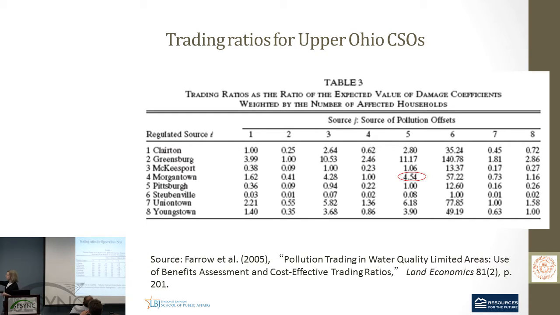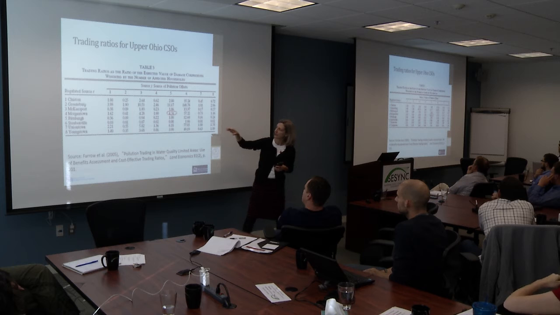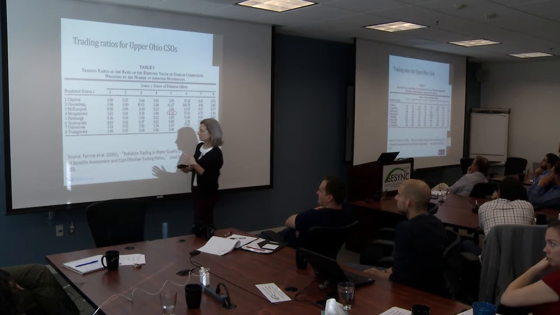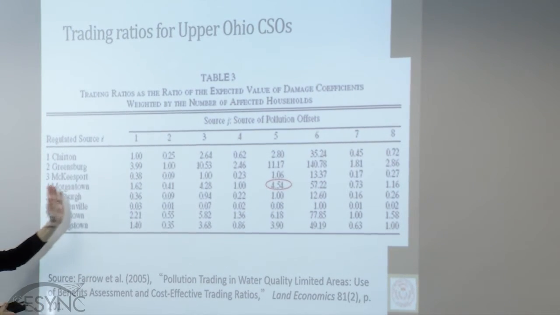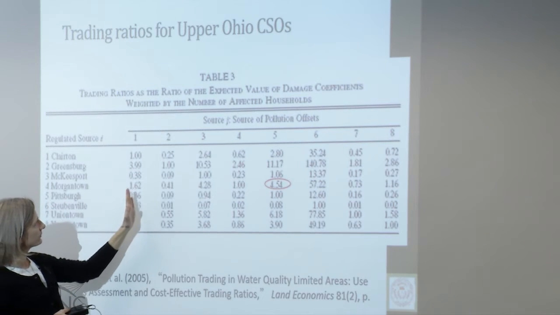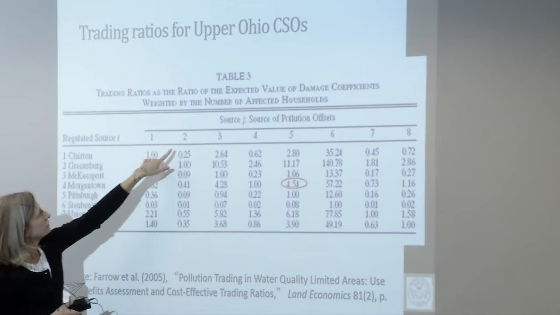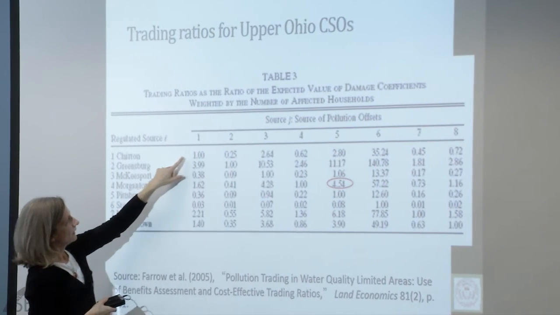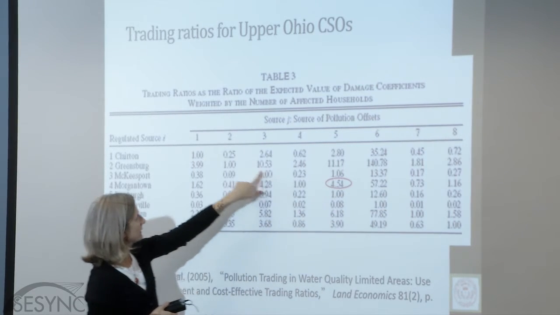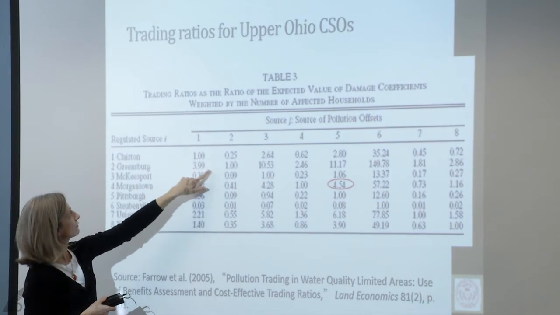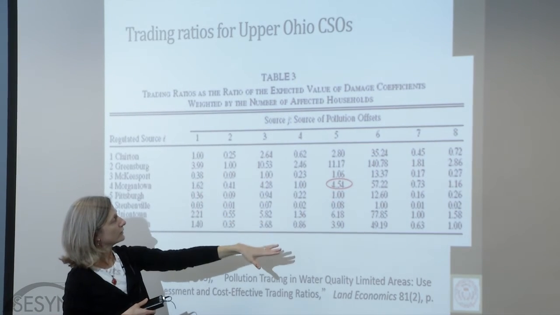Okay, so these are 8 of the 70 systems, the 8 biggest ones. And this matrix is just saying, here's regulated source i, 1 through 8, Clairton through Youngstown, okay? Those are the rows, and then the columns are the same thing. So 1 here corresponds to the city of Clairton, right? A 2 corresponds to the city of Greensburg. And the ones across the diagonal of the matrix are just saying, this is own trading, right? If Clairton were to trade with Clairton, if Greensburg were to trade with Greensburg, if McKeesport were to trade with McKeesport. So that's why those are 1s.